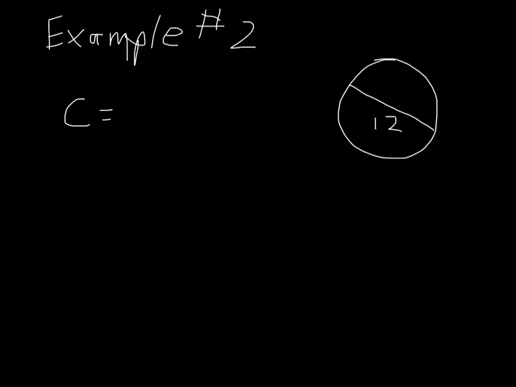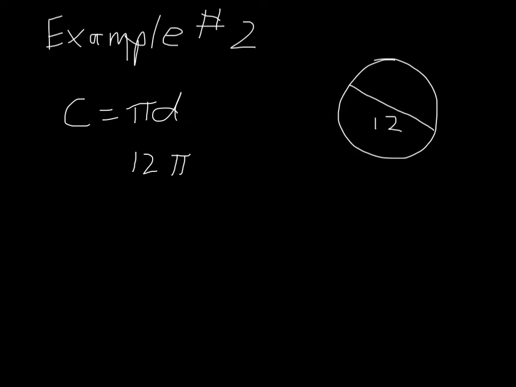In example 2, you're asked to find the circumference of a circle with diameter 12. Circumference equals pi times the diameter. So if they ask you for the answer in terms of pi, you would just say it is 12 pi units.